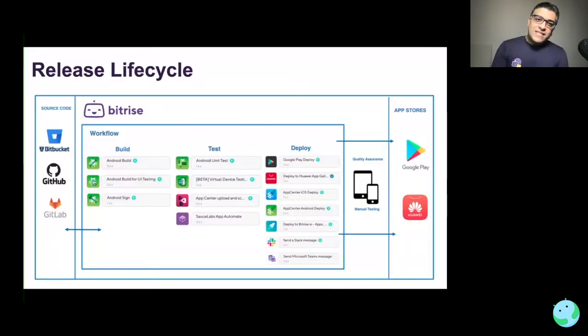For example, here, this is a release lifecycle using Bitrise. Bitrise is a CI/CD platform as a service. So it's hosted on the cloud and you can connect to your repository or source code from Bitbucket, GitHub, or GitLab. And then you can build your workflow. You can find all the suitable steps or tools or SDKs that you need for building or delivering your application to the App Store or to your customers.